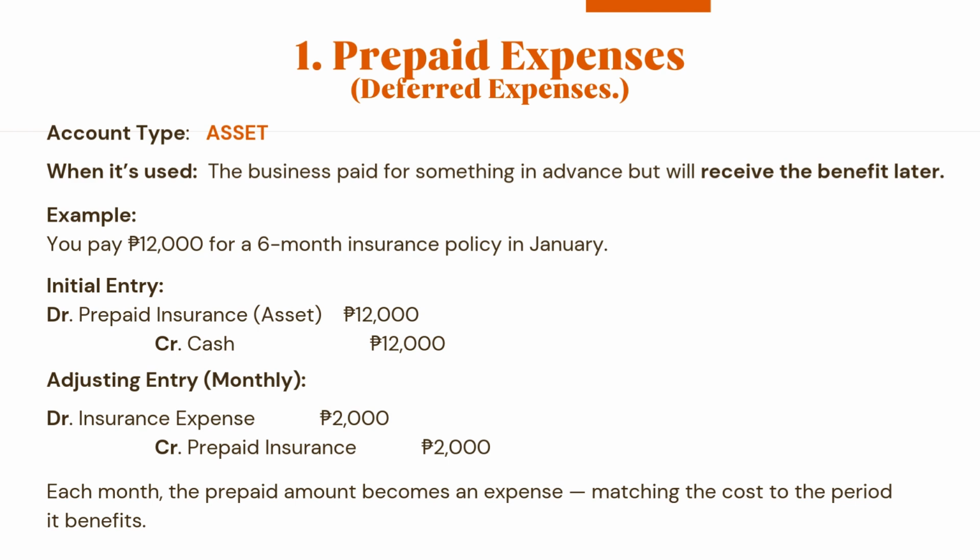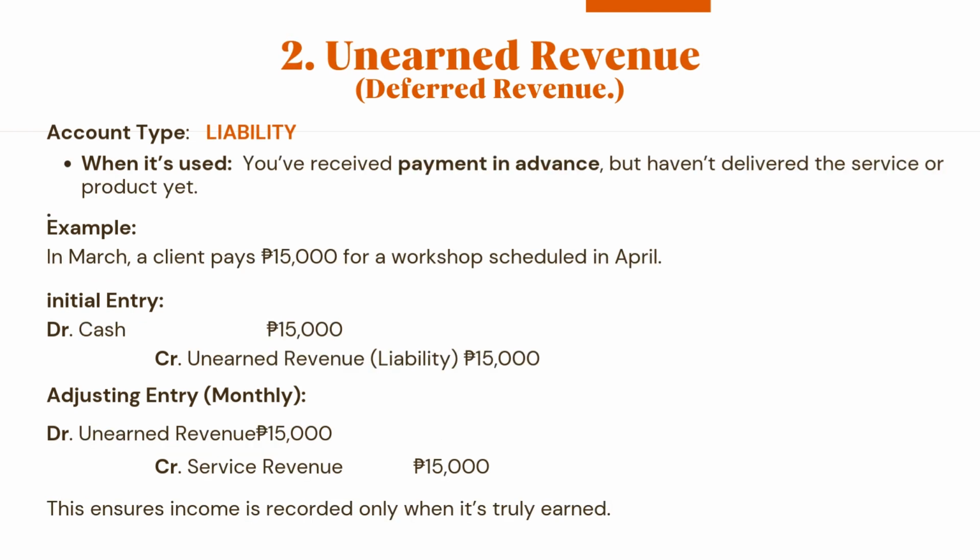Cr. Cash 12,000. Adjusting entry monthly: Dr. Insurance expense 2,000, Cr. Prepaid insurance 2,000. Each month, the prepaid amount becomes an expense, matching the cost to the period it benefits. 2. Unearned revenue, also called deferred revenue.